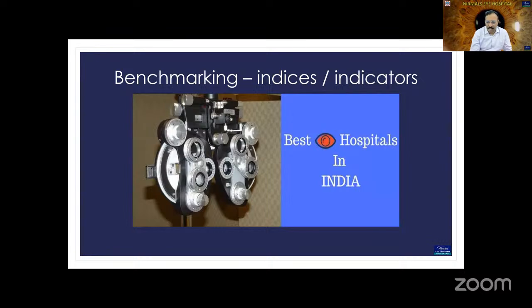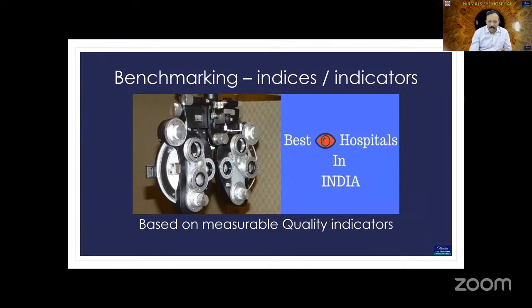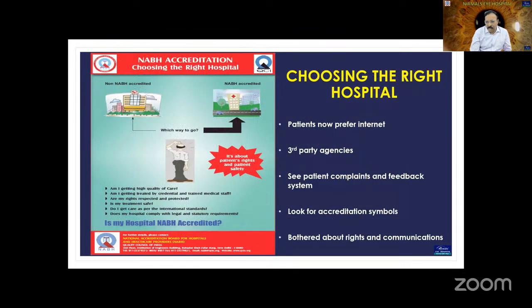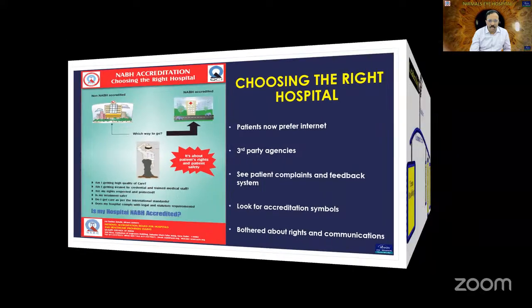Very often you see newspapers projecting these are the best hospitals in this region, all over the country. And most of the parameters are based on NABH standards and key performance indicators. Now NABH is also reaching the public in terms of grading the hospital and helping the public to choose the right hospital. Patients now prefer the internet to find the hospital, and this acts as a wonderful branding tool.